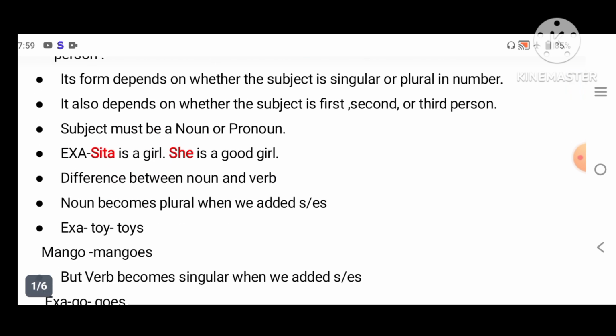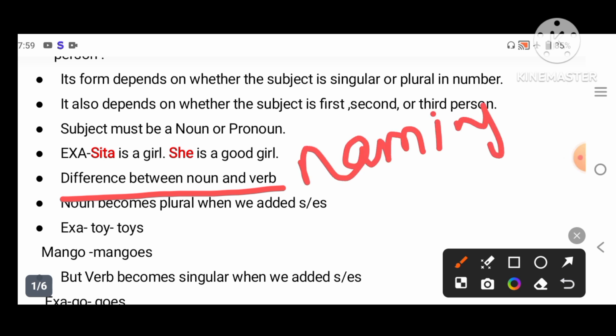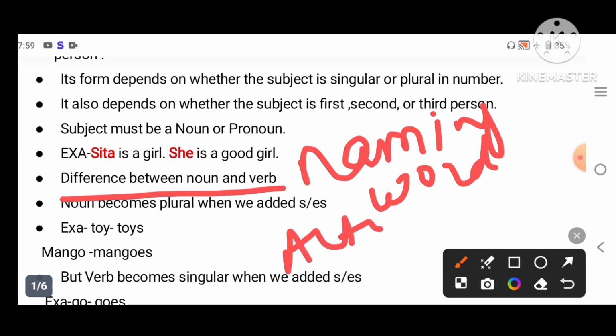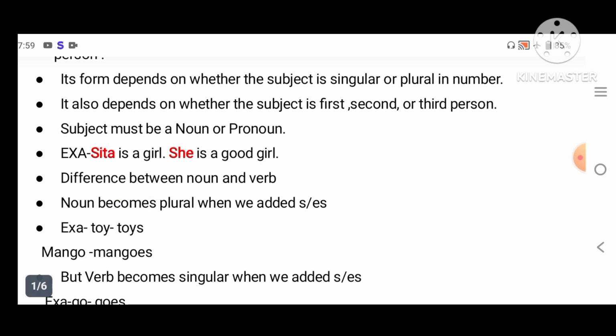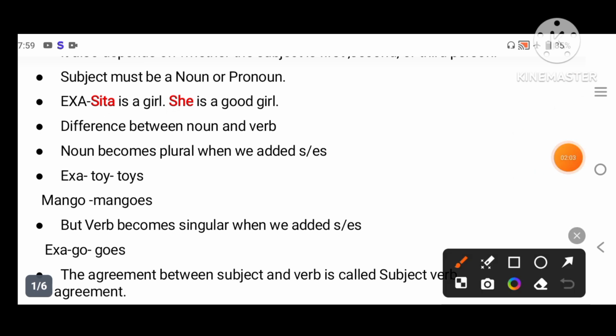So now we will see the difference between noun and verb. What is the meaning of noun? All the naming words are called nouns. Verb means all the action words. This is the short form we call it. Now look at this. A noun becomes plural when we add s or es.